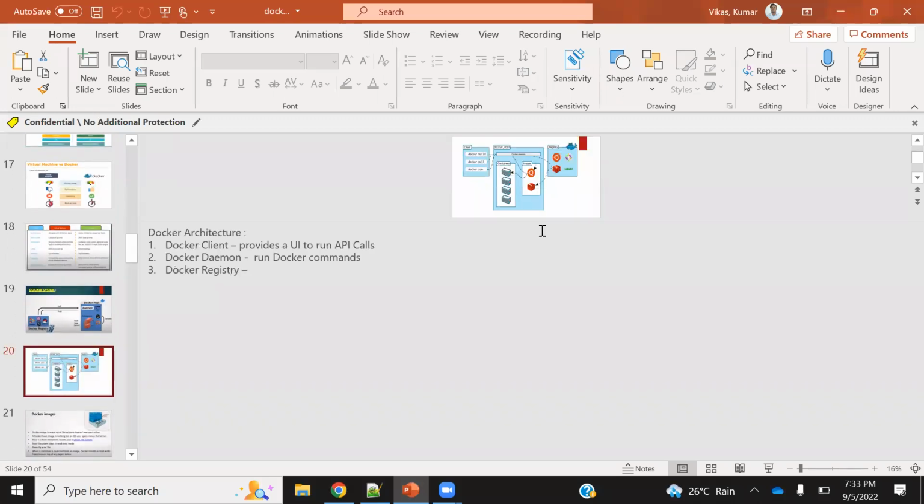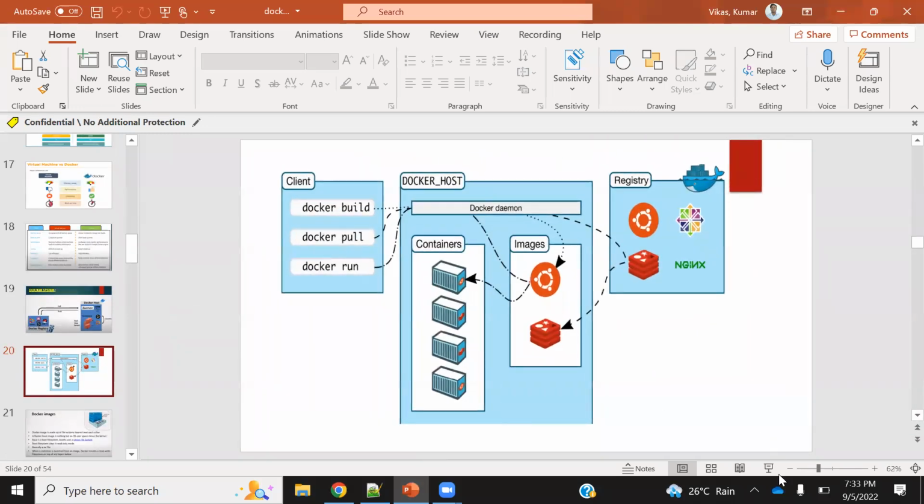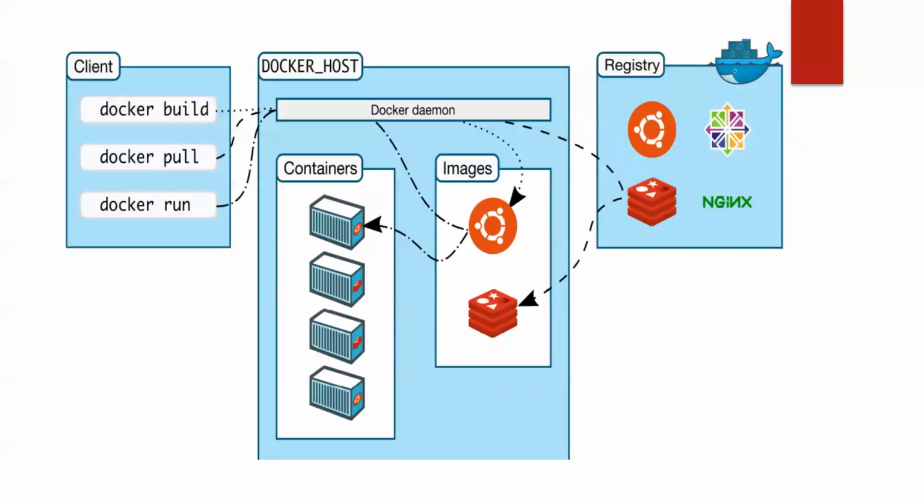Now, before we start talking about Docker, let's talk about the components of Docker, or let's talk about the architecture of Docker. Docker basically consists of three components. The first component is Docker CLI or Docker client, which you can see here. Then you have Docker host, and then you have Docker registry. One by one, we will talk about each one of them.